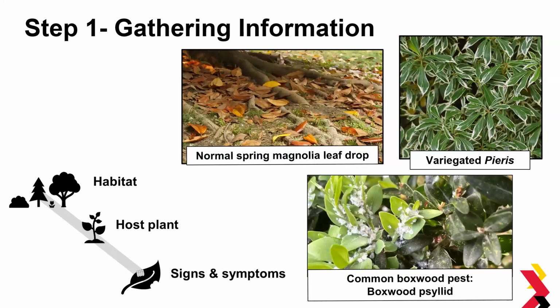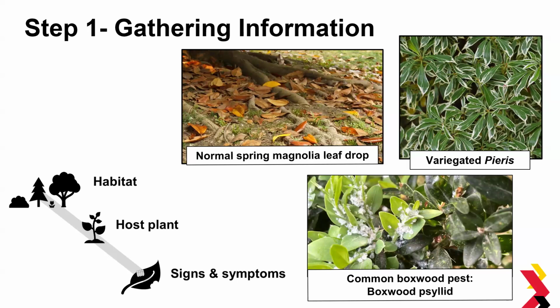Also important to learn about the plant itself, what is normal to be seen on the plant, like normal spring magnolia leaf drop. Maybe our variegated plants can sometimes look like they have a disease or pest damage symptom, or we're seeing particular products that are showing up on our plants. Like on our bottom, we see some white stuff going on within the foliage of our boxwood.